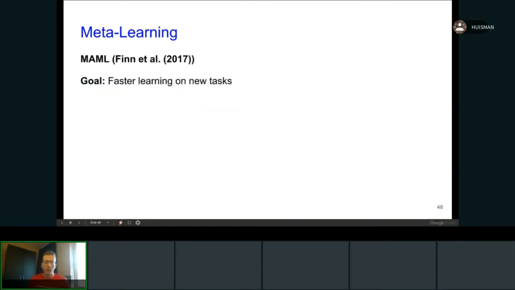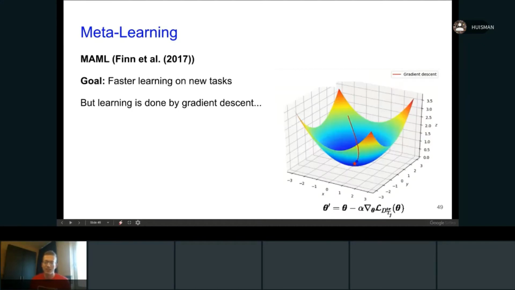So remember that the goal is really to achieve faster learning on new tasks. But there is one caveat here, and that is that regular learning is done using gradient descent. And gradient descent works as follows. If the x and y axis here correspond to parameters of your neural network, and the vertical axis, the z-axis, corresponds to the loss value that you're trying to minimize, then gradient descent simply tries to walk into the direction of the steepest descent to minimize this function.